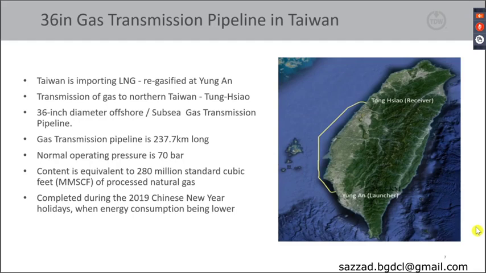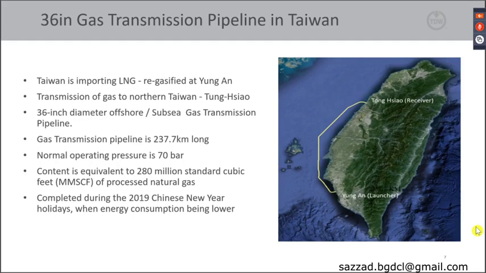It includes an inline transmission trunk line, offshore transmission trunk line, and regional transmission loops. The 36-inch diameter Yong'an to Tongxiao offshore pipeline, shown on the map here, is the largest and the longest transmission pipeline in the entire network, delivering gas from southern Taiwan to the dominant gas market in northern Taiwan. It connects the Yong'an LNG import terminal and Tongxiao transfer station 238 kilometers apart. Normal operating pressure is 70 bar.